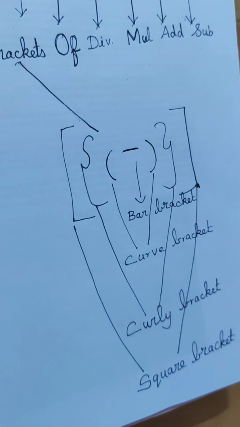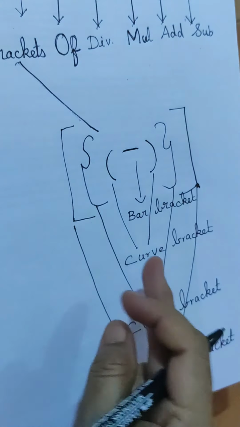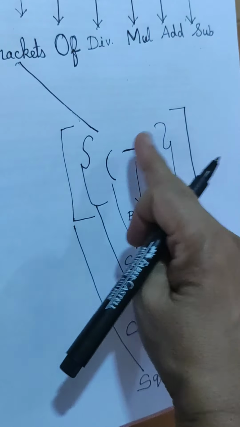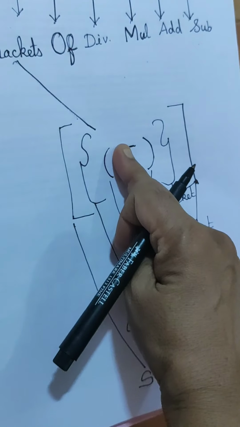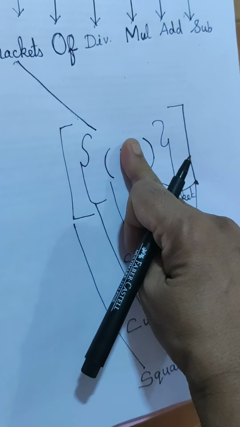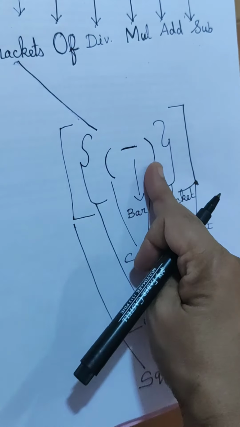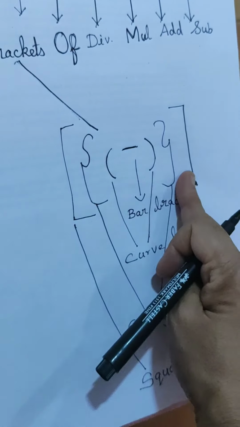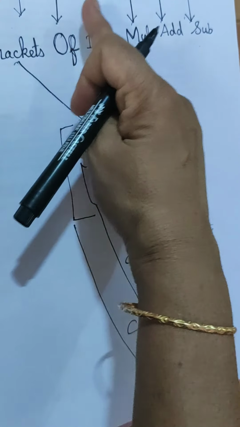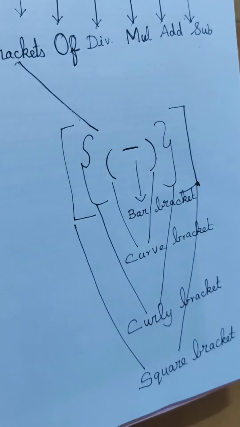A simple sum we are going to see. Not all the brackets, because the bar bracket is not there in your textbook, so we are not going to do the bar bracket. The curve bracket, curly and square, of, then division, multiplication, addition and subtraction. Not a simple sum, all the operations are together. That sum I will solve, then you can easily understand.